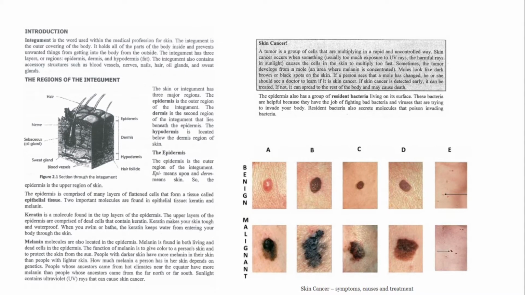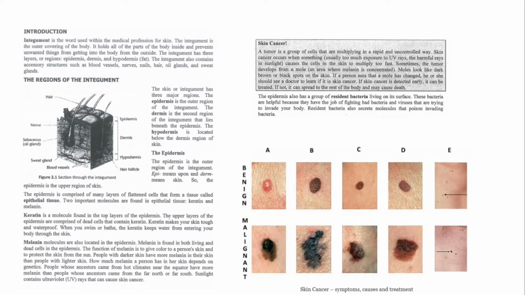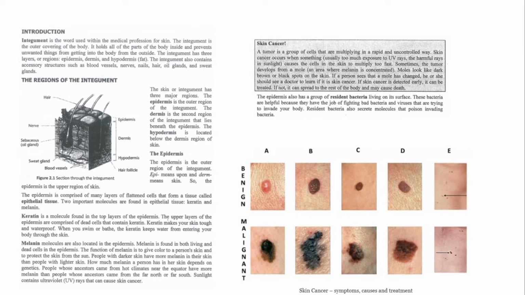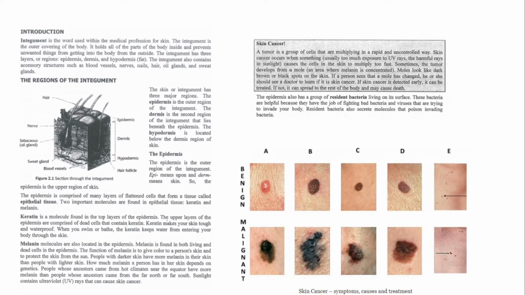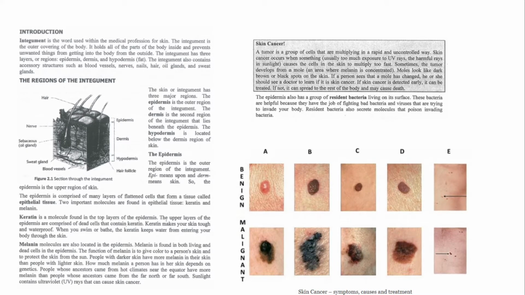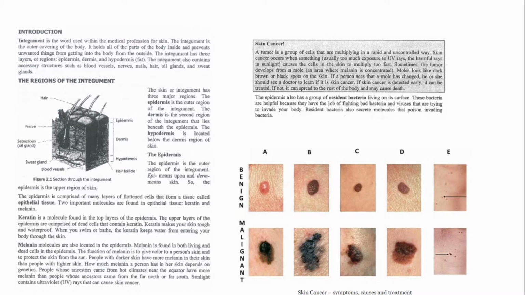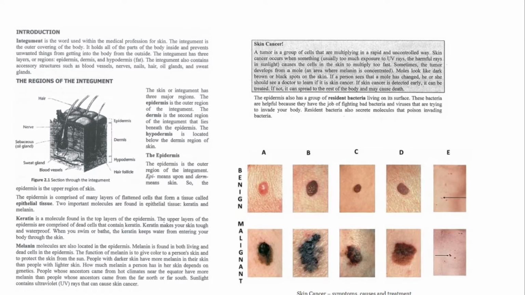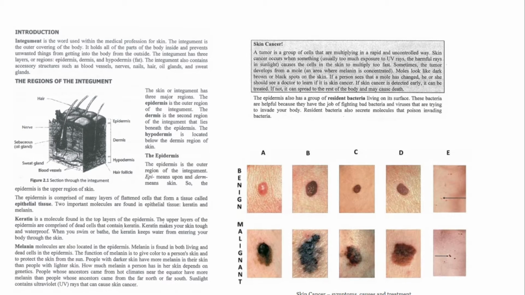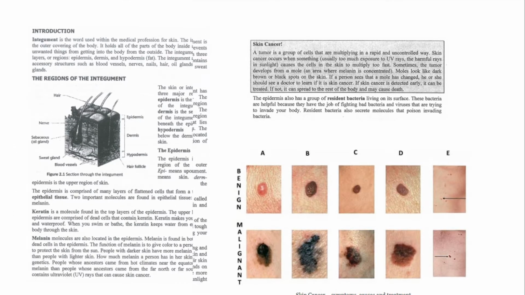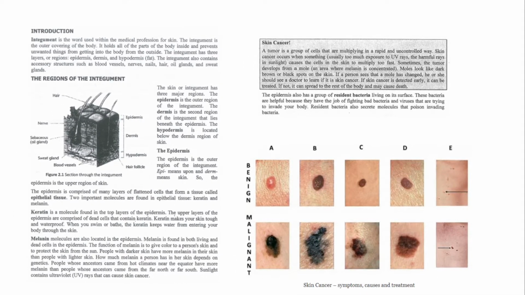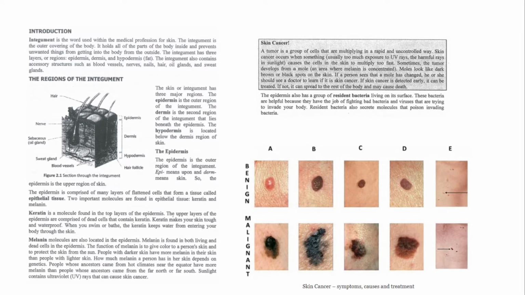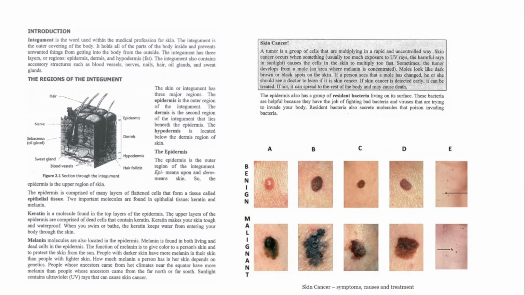People whose ancestors came from the hot climates near the equator have more melanin than people whose ancestors came from the far north or far south. Sunlight contains ultraviolet UV rays that can cause skin cancer. Skin cancer, a tumor, is a group of cells that are multiplying in a rapid and uncontrolled way. Skin cancer occurs when something, usually too much exposure to UV rays, harms the skin. The harmful rays in the sunlight cause the cells in the skin to multiply too fast.